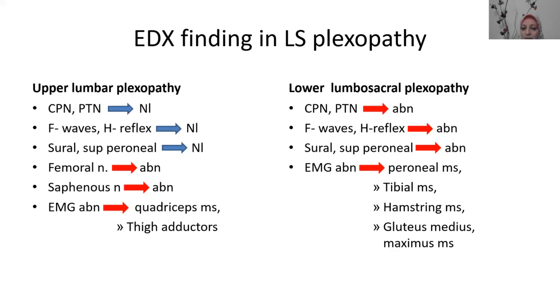And what are the findings if the case is lower lumbosacral plexopathy? The peroneal and tibial responses will be abnormal. The F wave and H reflex will be affected also. The sural and superficial peroneal will be affected, and EMG abnormalities will affect peroneal innervated muscles, tibial innervated muscles, sciatic innervated muscles, and the gluteus medius and maximus muscles. But the femoral, saphenous, and obturator nerves will be normal.